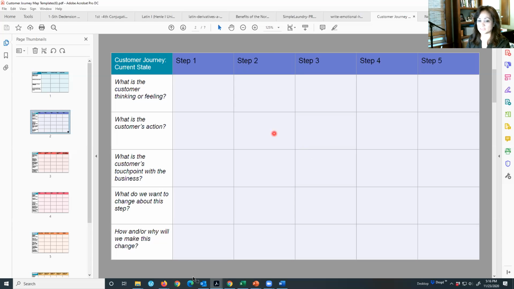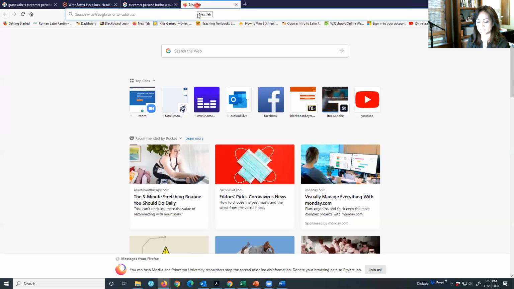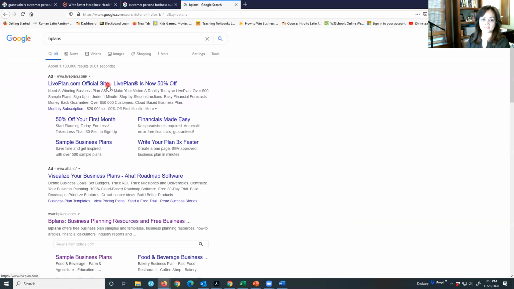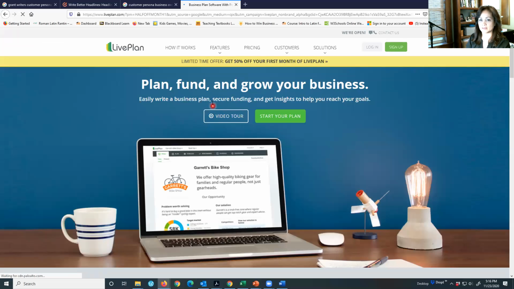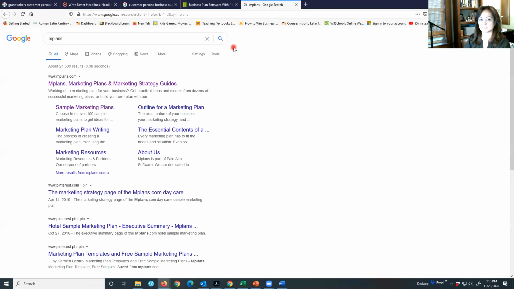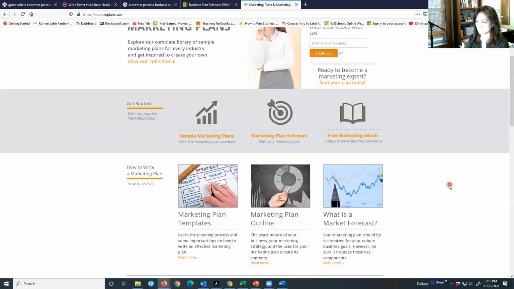The best way to do this is to find examples from other business plans. Okay, I touched on this briefly before, but Business Live Plan has sample business plans. It's all the same company. It's all Palo Alto. And they also own M Plans, which is marketing plans. And then that'll give you some really good examples of the different types of market segments, how many there are, how to market to them.